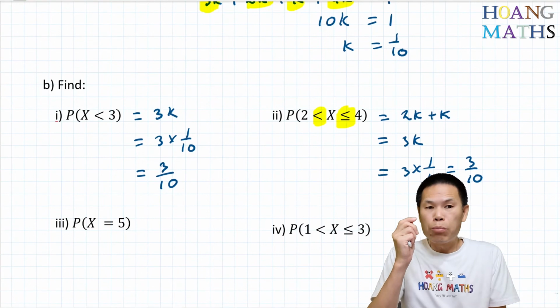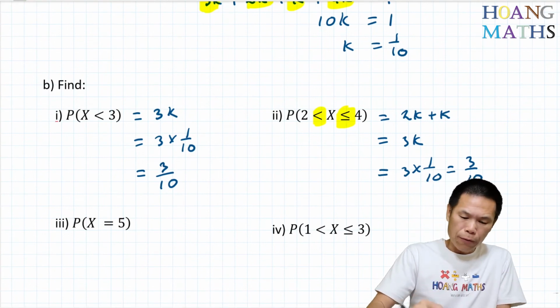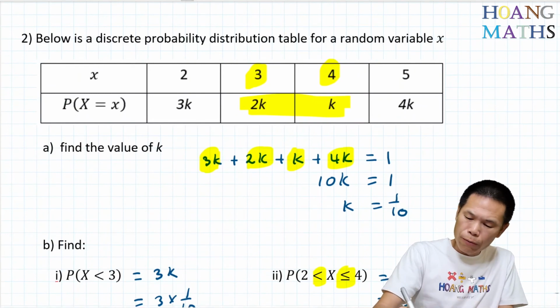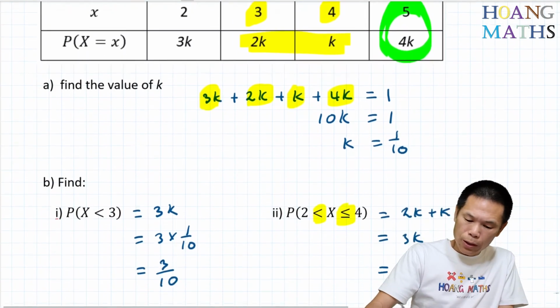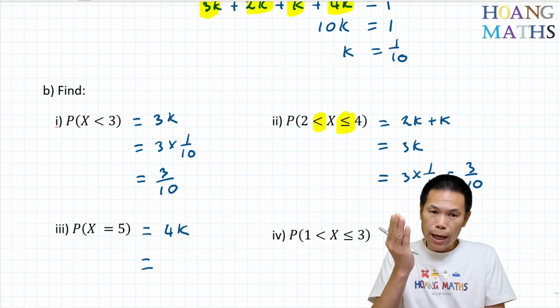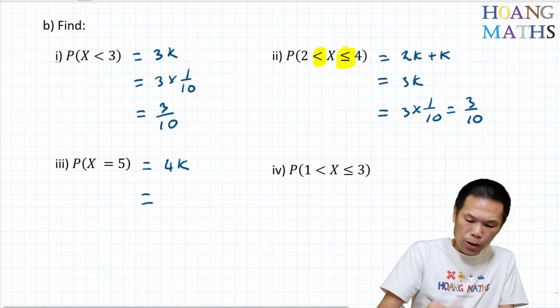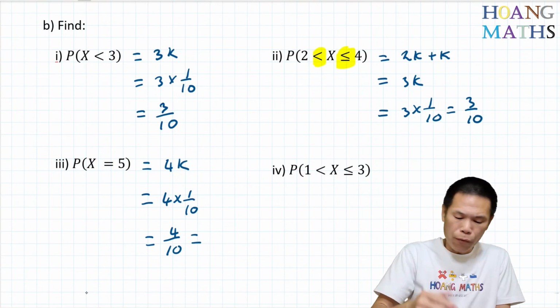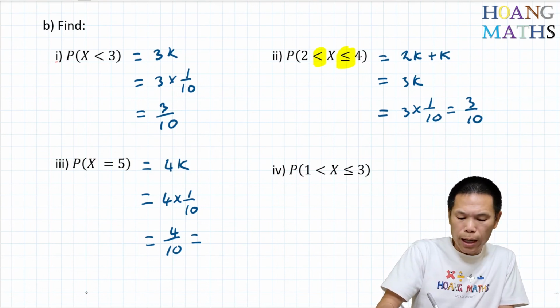Part 3. The probability of x is equal to 5. When x is equal to 5, we have 4k here. So the probability of x equal to 5 is 4k. And we know that k is 1/10. So we just go 4 times 1/10. So 4 times 1/10 is 4/10. And we simplify that, both divided by 4. Otherwise, you can just put it in a calculator. So that gives me 2/5.